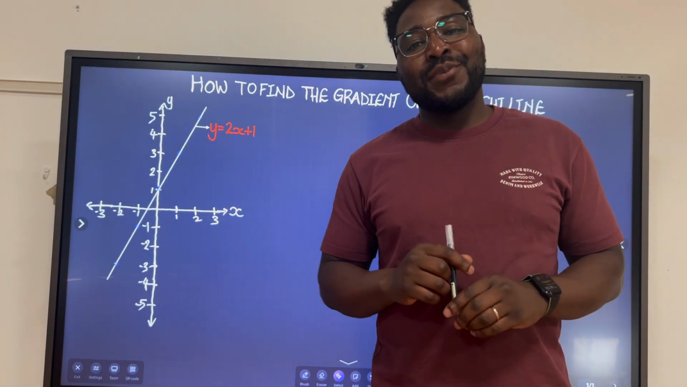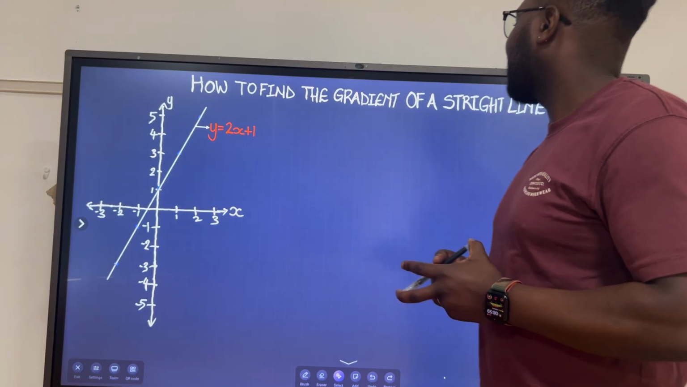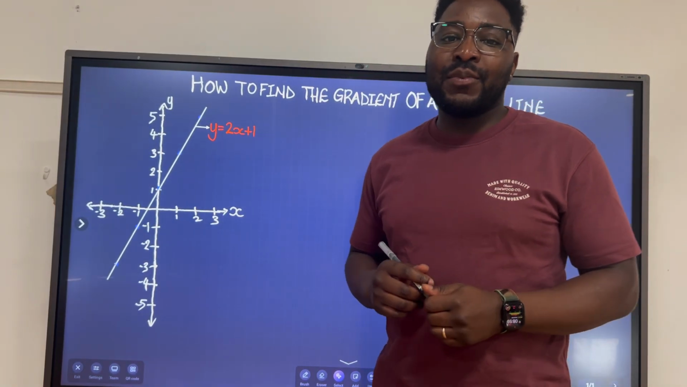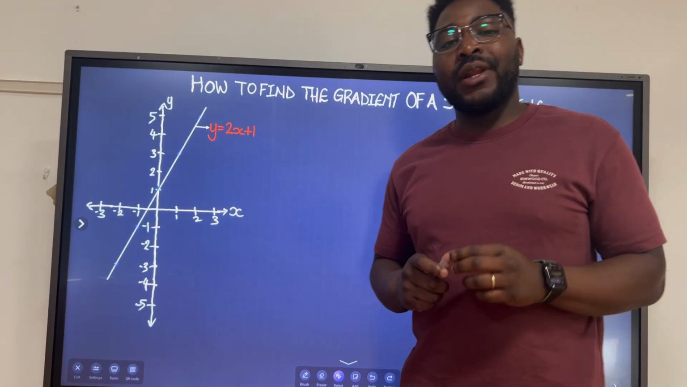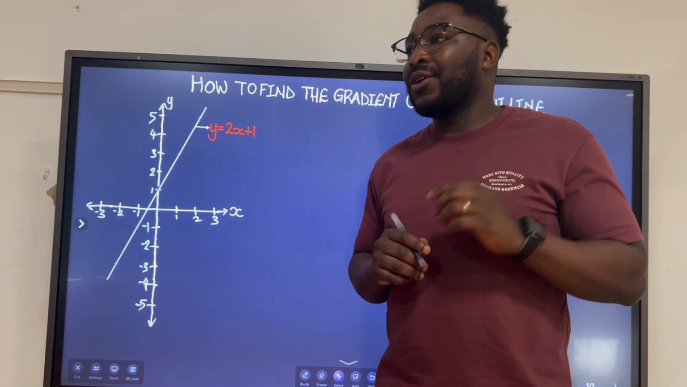Hello everyone, it's Mr. Salimata over here, and in today's lesson we'll be looking at how to find the gradient of a straight line. By the end of this lesson, every student should be able to interpret and calculate the gradient of a straight line using the rise over run and the gradient formula.